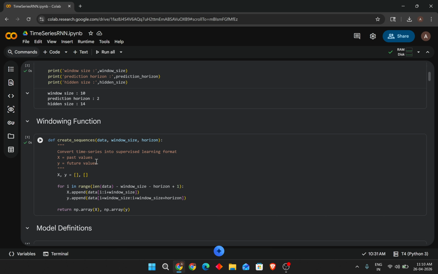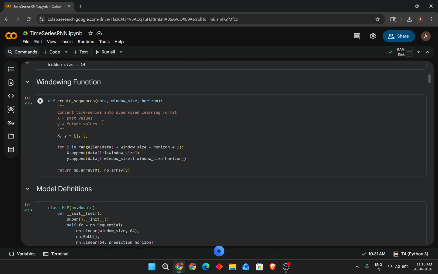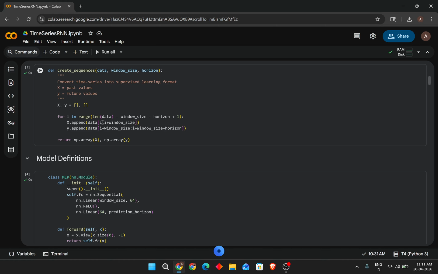Now let's move to the windowing function. I converted the time series data into supervised learning format using a sliding window. For example, for each sample, the input consists of 10 past values and the output consists of the 2 next values. This step is important because neural networks require input-output pairs instead of a raw sequence.